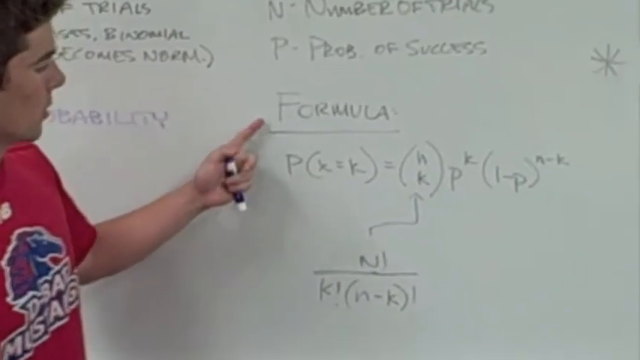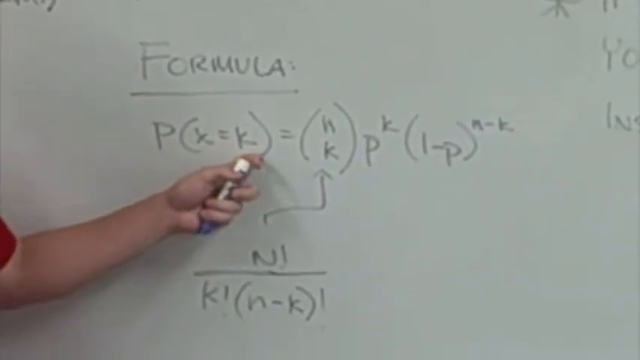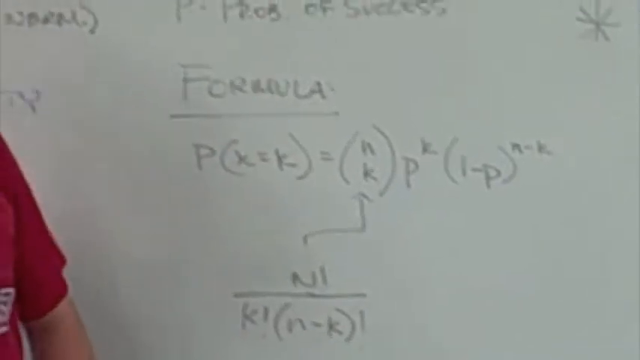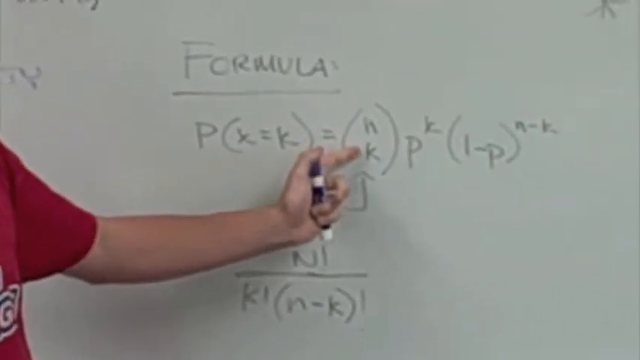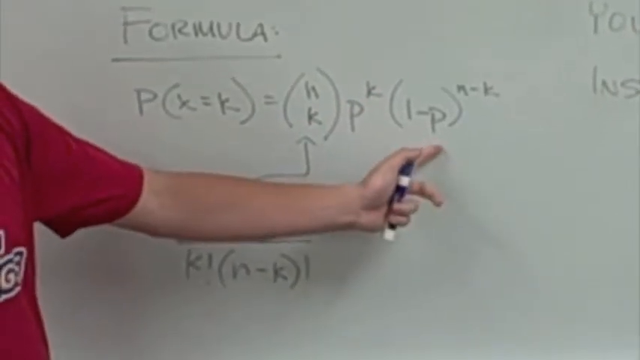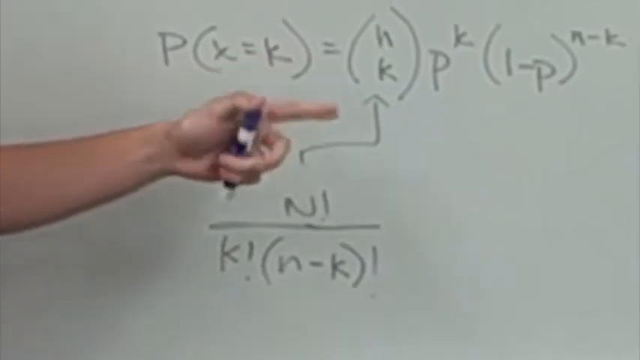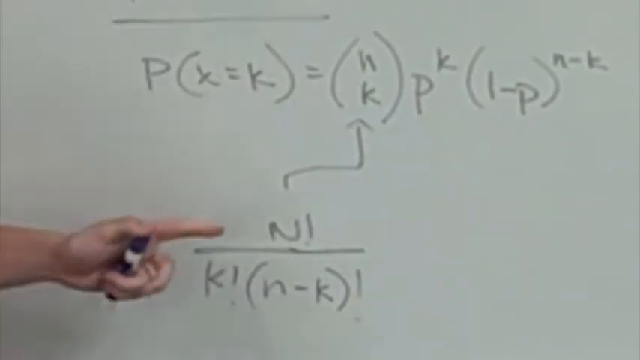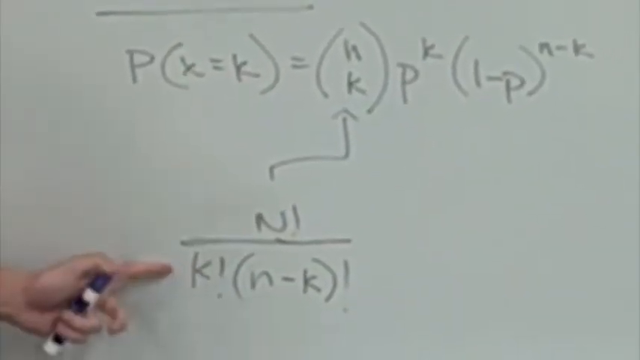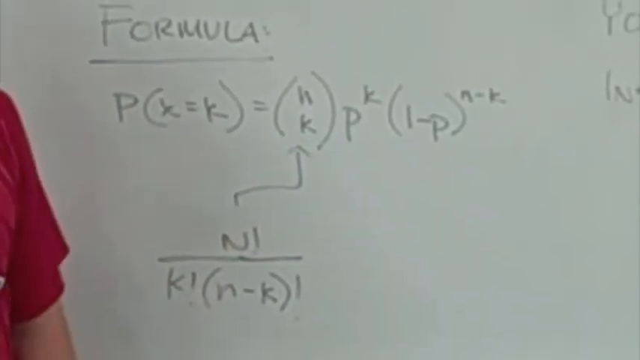The formula for a binomial distribution where exactly k successes in n trials occurs is equal to (n choose k) times p to the k power times 1 minus p to the n minus k power, where n choose k is not n divided by k, but instead it is n factorial over k factorial times n minus k factorial.